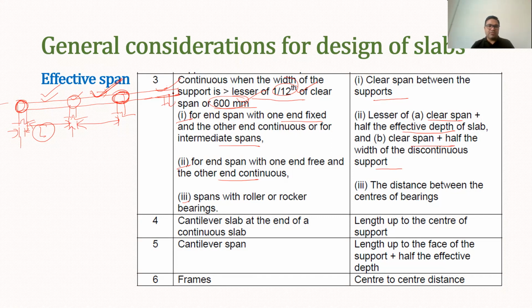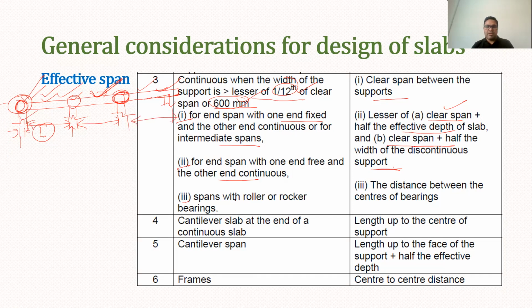Discontinuous support can be one second, for end span with one end free and the other end continuous. So in this case, the discontinuous support will be this one. As you can see, this is running continuously. So it says clear span plus half the effective depth of slab, and in B case, clear span plus half the width of discontinuous support. So we will consider half the width of this discontinuous support in calculating this span.